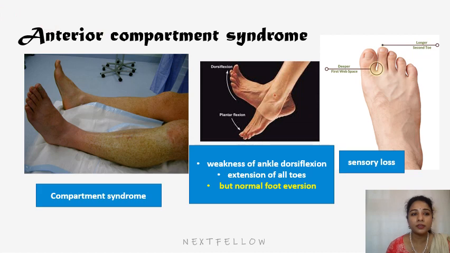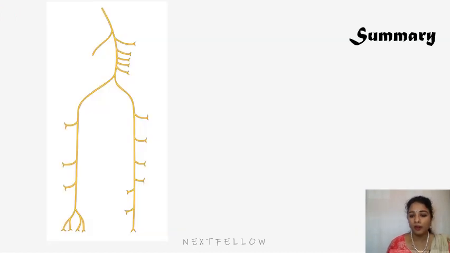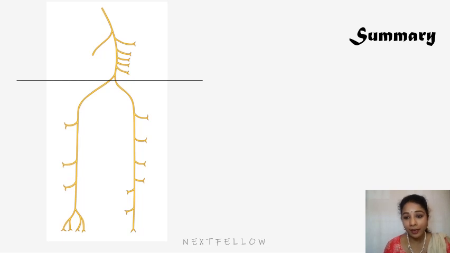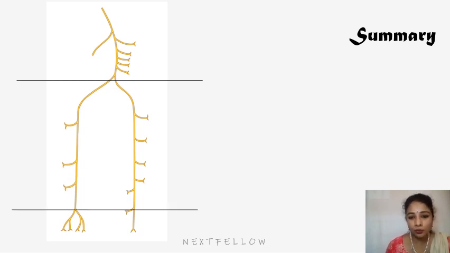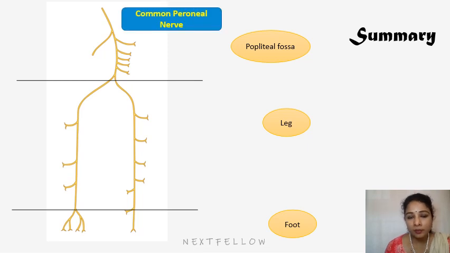So there will be loss of sensory supply to the first web space. So this completes. Now let's do a short summary of superficial peroneal, deep peroneal and even the common peroneal. This is a schematic image for you all to understand. We are dividing with two lines along the course of the nerves, and above the line it indicates the popliteal fossa. Here is the leg region and foot region. So first we shall begin with the common peroneal nerve.